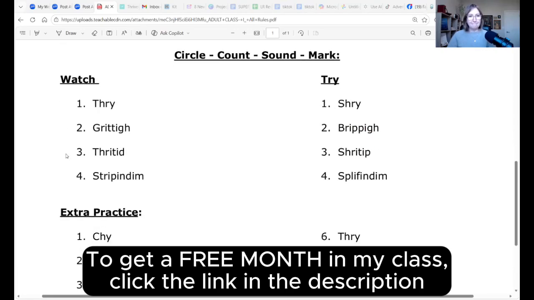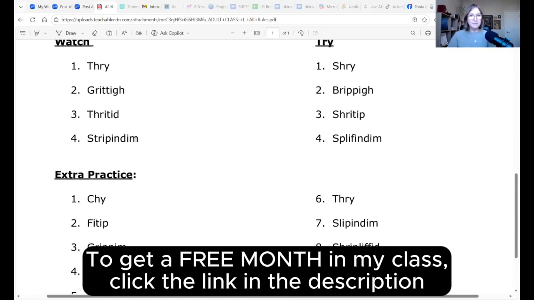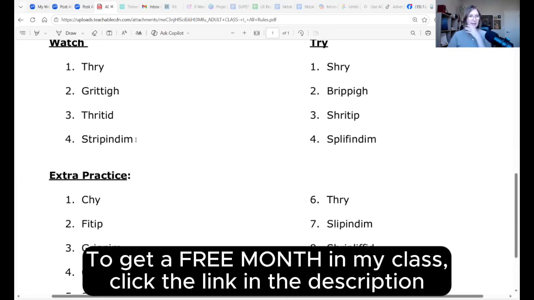Okay. Moving on up. I would like you to try this number 3 right here without me. Go for it. You have a digraph blend here, and then I'm not going to mark it. I'm going to let you mark it on your own.